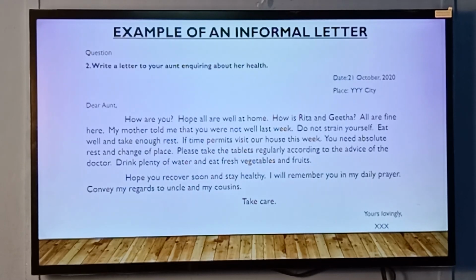All are fine here. My mother told me that you were not well last week. Do not strain yourself. Eat well and take enough rest. If time permits, visit our house this week. You need absolute rest and change of place. Please take the tablets regularly according to the advice of the doctor. Drink plenty of water and eat fresh vegetables and fruits.